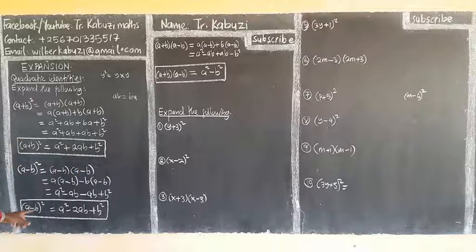Come to this also. If I have a minus b squared, you see the only thing that changes is the sign of this. This and this are the same. Why?